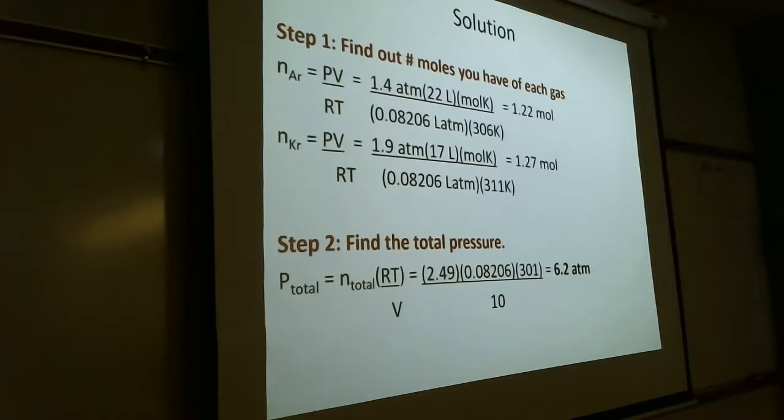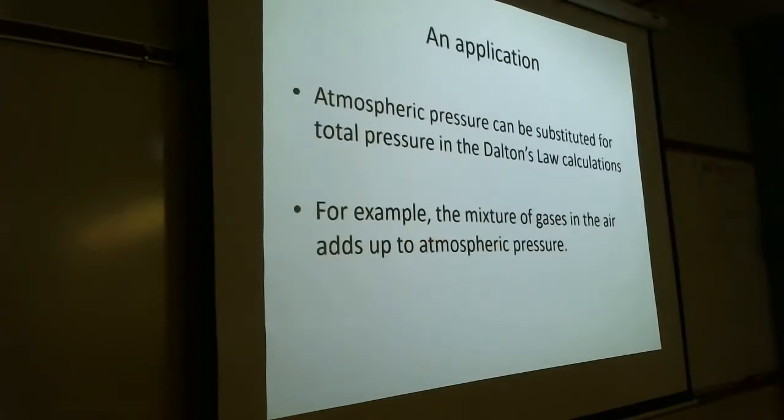I used the ideal gas law up here to get number of moles of argon. Used the ideal gas law down here to get number of moles of krypton, and then plugged it into my Dalton's law, modified Dalton's law expression. We good on this one? Okay. Now, we can also use Dalton's law in terms of atmospheric pressure, right?